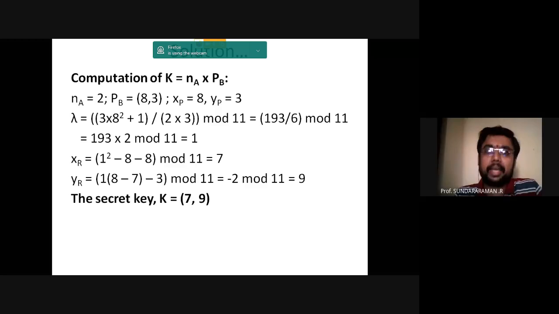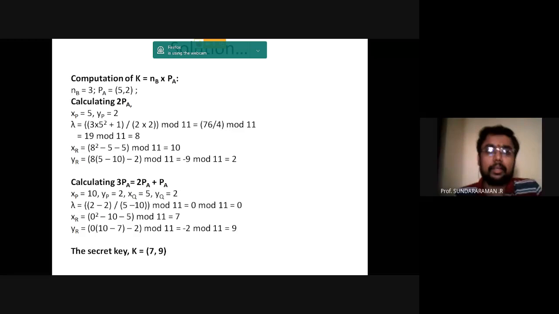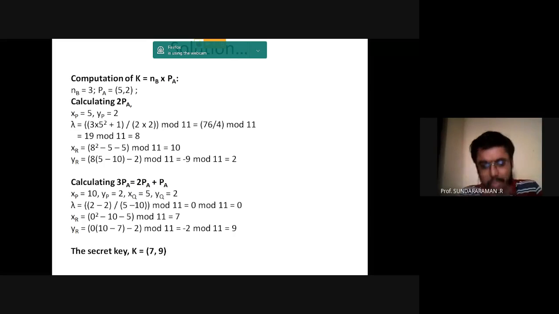Now you look at the previous answer, the computation of K at user A. At user A level, user A gets a secret key value 7, 9 by performing NA into PB, and at the user B level, he also gets the same key, that is 7, 9, by computing NB into PA. So now both the keys are the same. Therefore, all our computations are exactly correct. And this is how the secret keys are shared in the key exchange based on the elliptic curve cryptosystem.